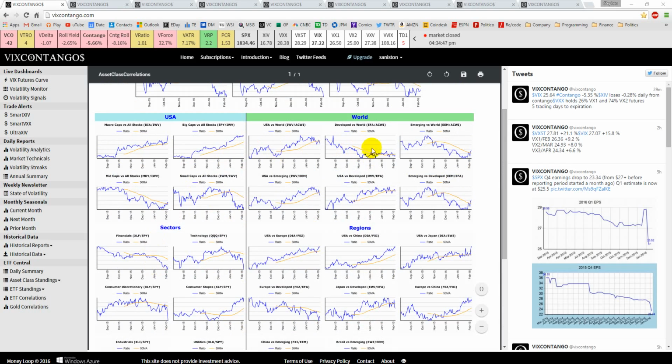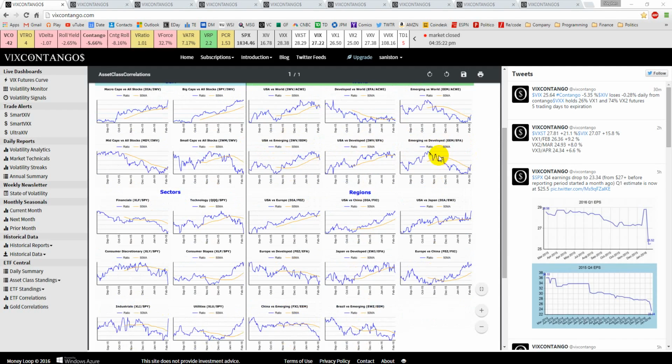On the right hand side here, we have the world ETFs compared against each other. So we have the USA versus the world, developed versus the world, emerging versus the world, USA versus emerging, USA versus developed, and emerging versus developed. In this case, you can kind of see that money is kind of staying within the United States and is leaving the developed stock markets, and was leaving the emerging stock markets, but they're kind of making a comeback as of late.